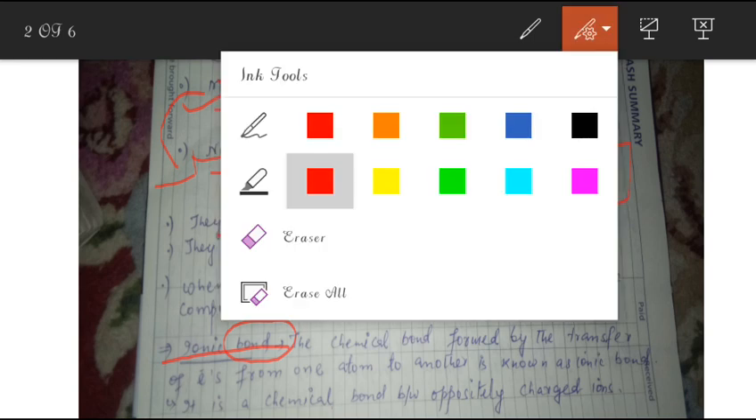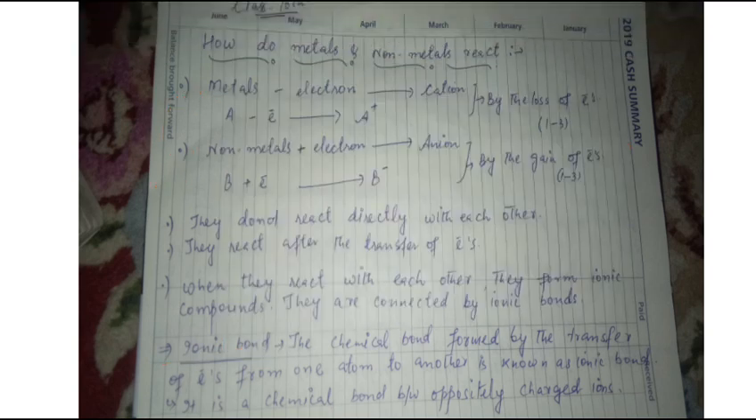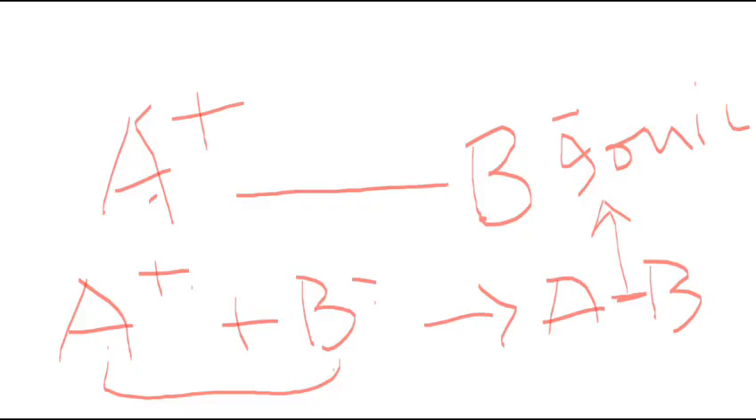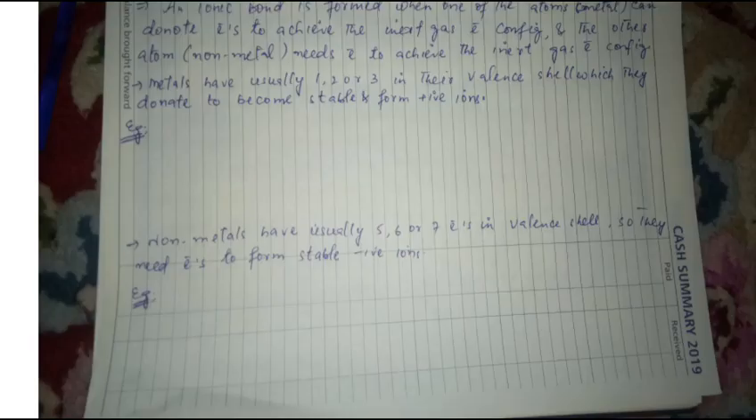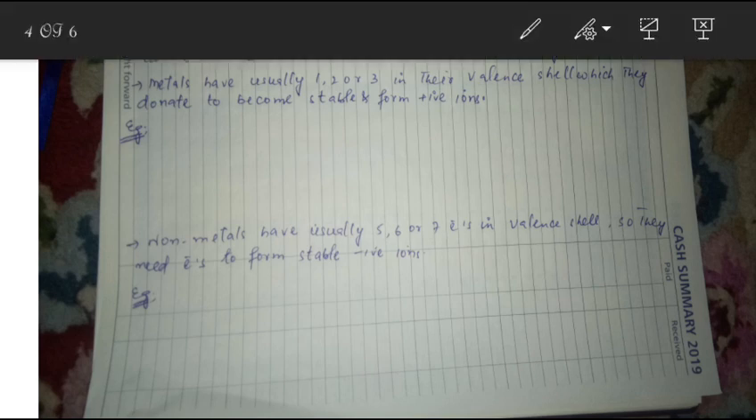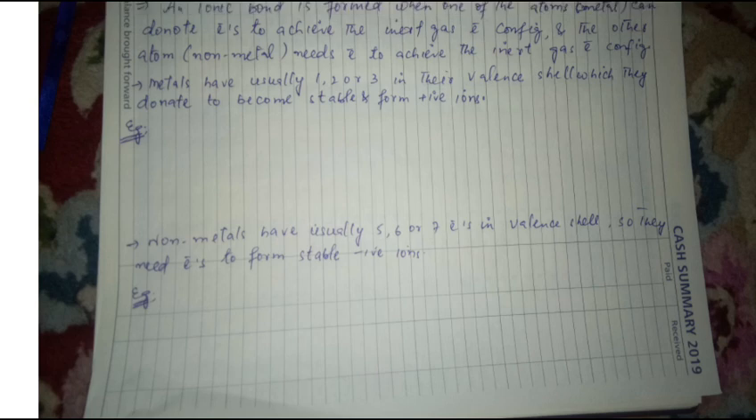Now I will show you some examples by which the ions are formed and how electrons are transferred and how cation and anions react with each other and form ionic compounds. So here you will note down some important points that an ionic bond is formed when one of the atoms, and that is a metal, donates electron to achieve the inert gas electron configuration, and the other atom, that is non-metal, needs electrons to achieve the inert gas electronic configuration.